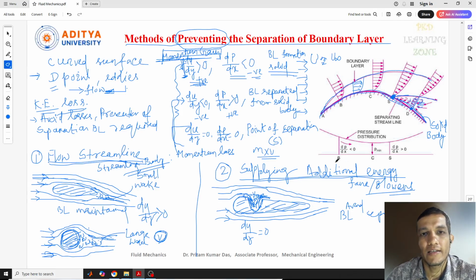So I hope you understand this theory of preventing the separation of boundary layer. That is most important. We need to keep in mind that velocity needs to be maintained properly, and the velocity gradient needs to always be kept in a positive way. Then we can prevent the separation of the boundary layer. So I hope you understand this theory.